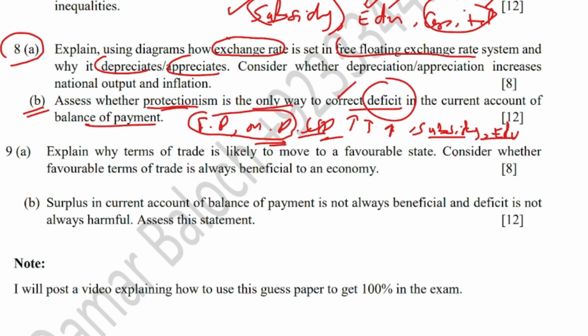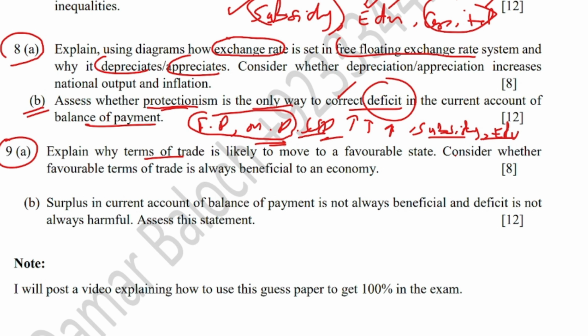And in conclusion, you will say that protectionism is a good way, but it is not the only way to solve a deficit, a balance of payment deficit, a deficit of the current account of the balance of payment. Moving to question 9a, explain terms of trade.